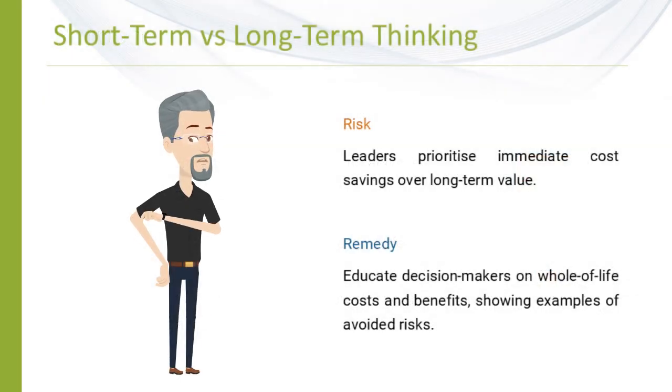Organizations run the risk that there's a prioritization placed around short-term cost savings, profitability, versus that of more longer-term and sustainable value for an organization. So to combat both short-term versus the long-term perspectives, we need to educate decision makers politely on a whole of life perspective, cost, benefits, showing examples of where things can improve, showing examples of where things might not have gone well in the past, and then avoid risks.